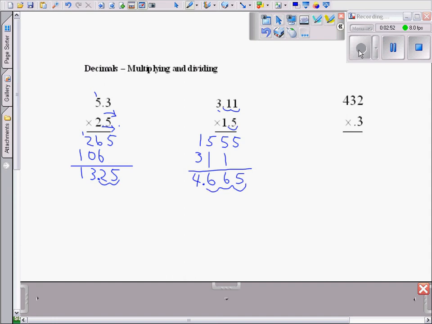The next problem, 432 times 0.3. Multiplying. 3 times 2 is 6. 3 times 3 is 9. 3 times 4 is 12. Count the decimal places. We only have one decimal that we can see. 432 has one immediately to the right, but there are no digits to the right. So we only have one digit to the right for our product. 1. 129.6.